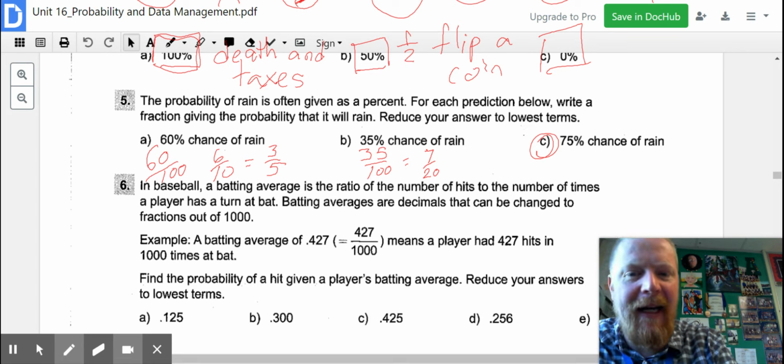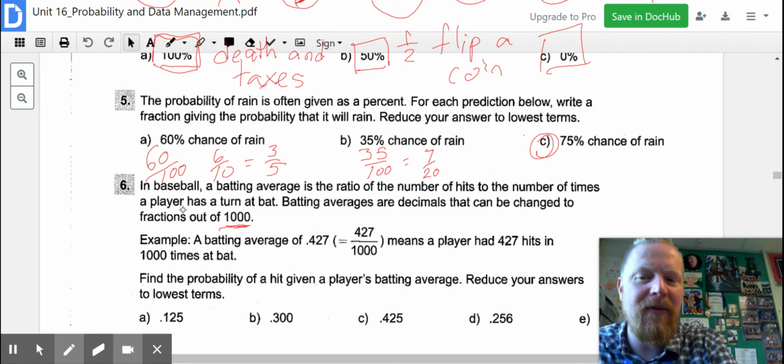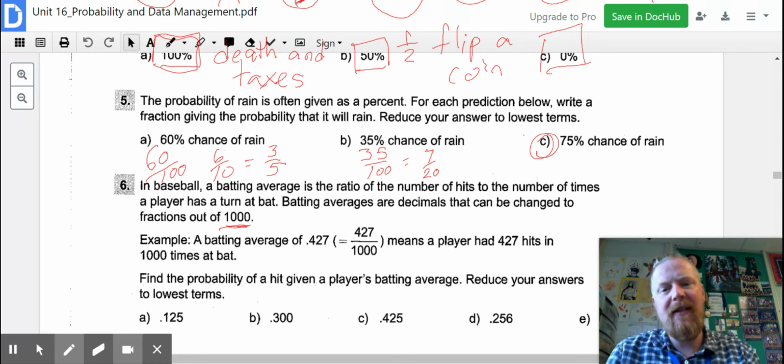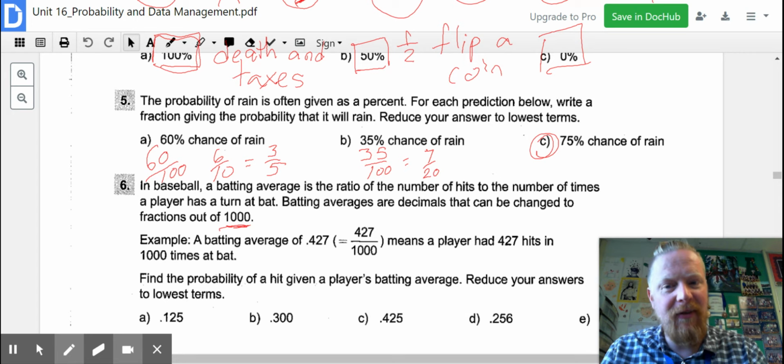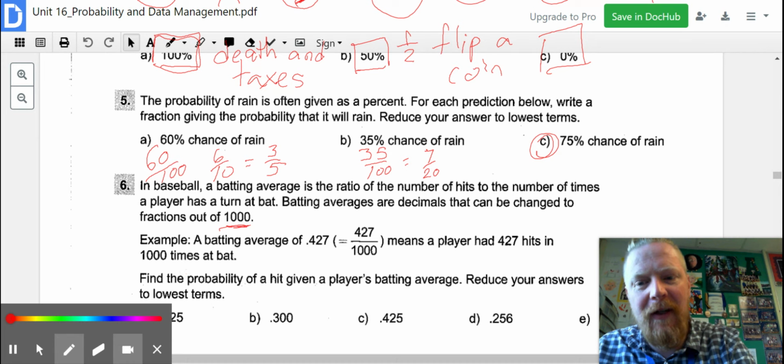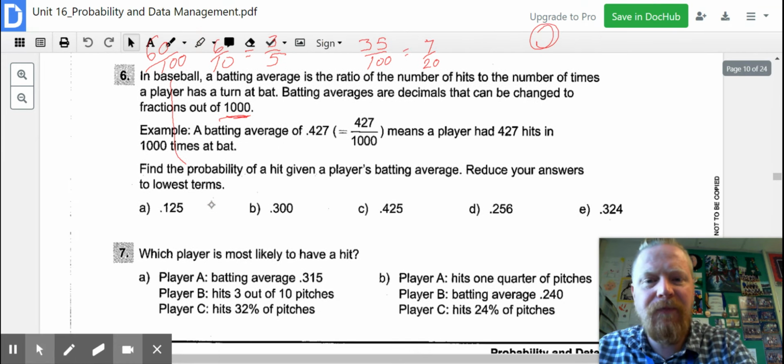In baseball, a batting average is the ratio of the number of hits to the number of times a player has a turn at bat. Batting averages are decimals that can be changed to fractions out of 1,000. For example, a batting average of 0.427 means 427 out of 1,000. Means a player had 427 hits in 1,000 times at bat. And that is a really good batting average. Baseball is a tough sport. So let's check out the question part of it.